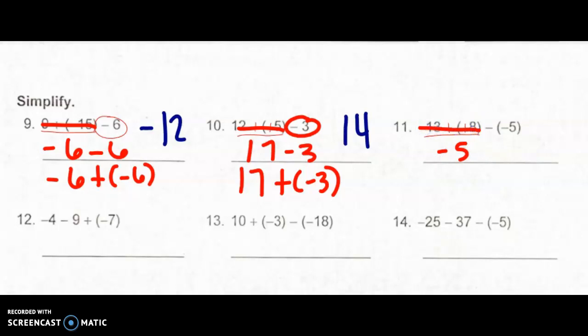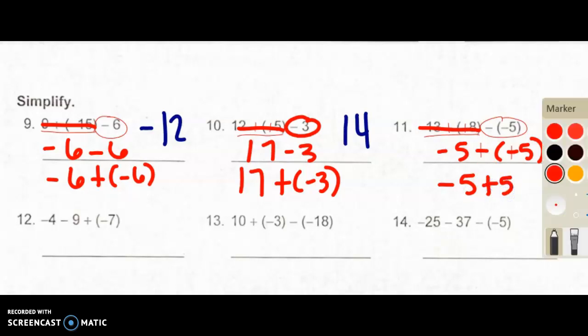I'm done with that, and I'm going to bring everything else down. So I have negative 5 minus negative 5. It's a subtraction problem, so I have to do keep change opposite, and that becomes negative 5 plus 5, which is 0. Pause the video and try the next three on your own.